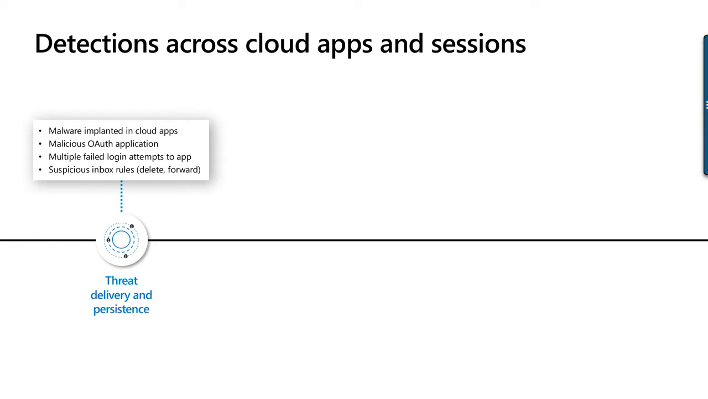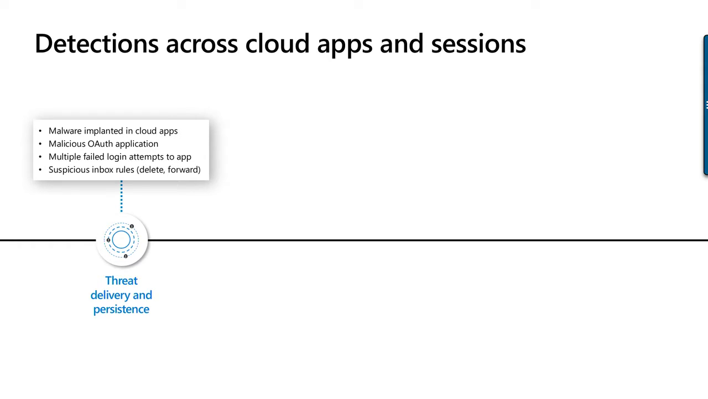So if you think about the detection across cloud applications and sessions that Cloud App Security is able to do, we support multiple scenarios. One of the scenarios is to discover the threats in your environment by discovering, for example, malware that has been uploaded to your cloud application. Or we can also look at a rogue OAuth application, where your user clicks on an email and delegates access to your environment to basically any application. That's an attack vector that we've seen increasing very rapidly recently.